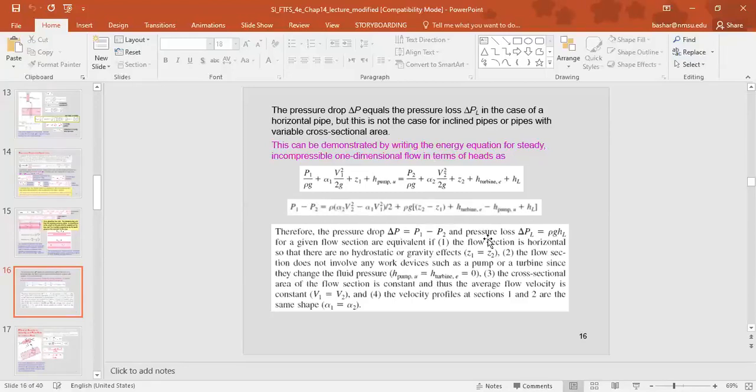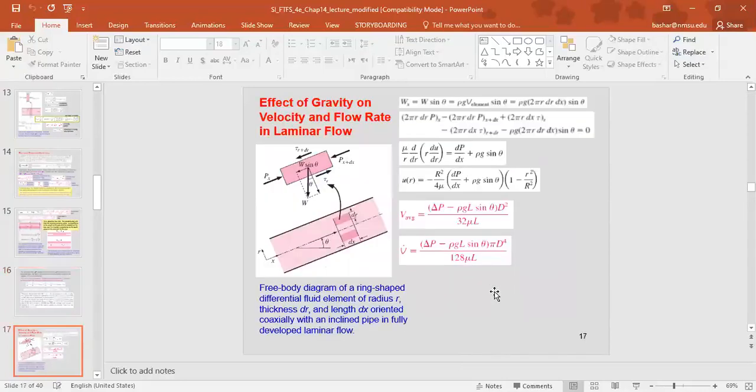these terms. So the pressure drop equals the pressure loss when we don't have pump head, we don't have turbine head, there is no elevation changes, there is no kinetic energy changes. That's when the pressure drop equals the pressure loss.